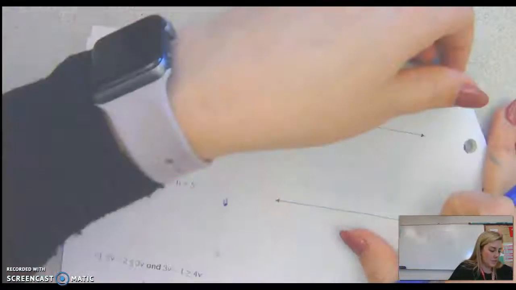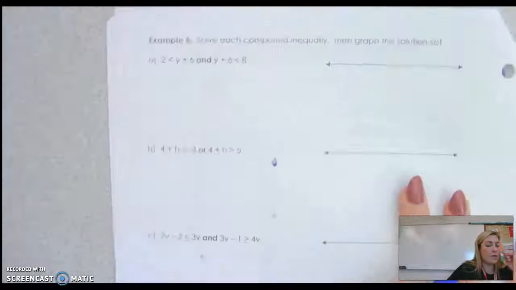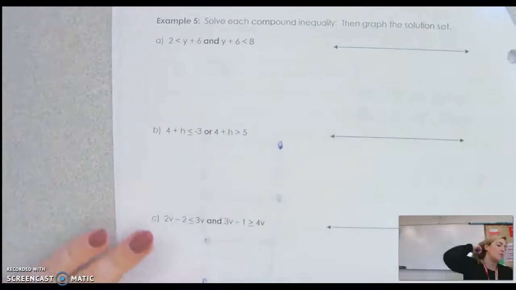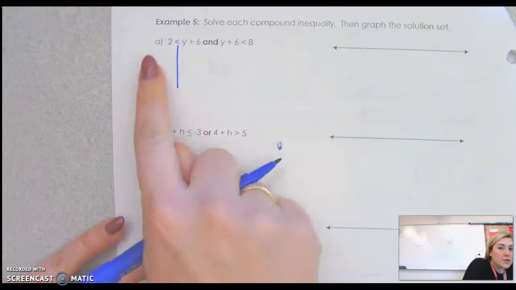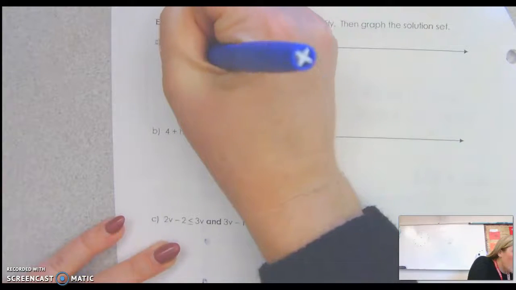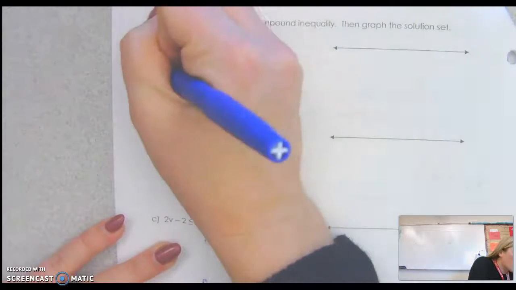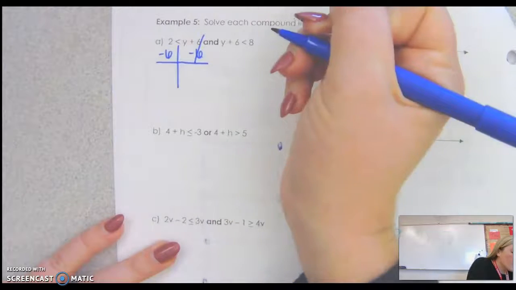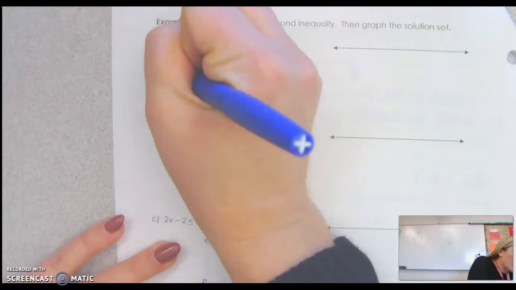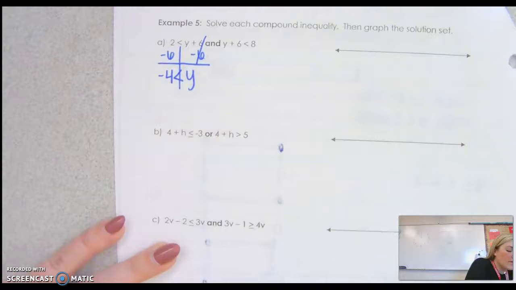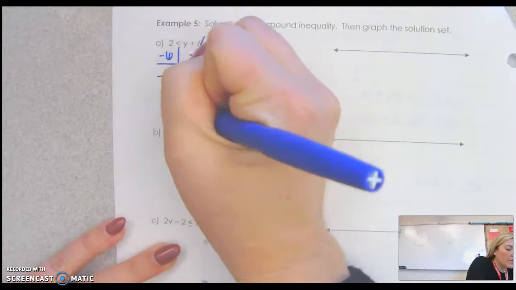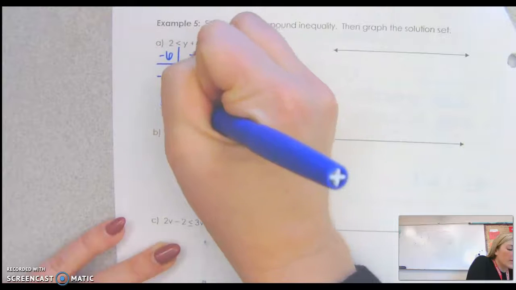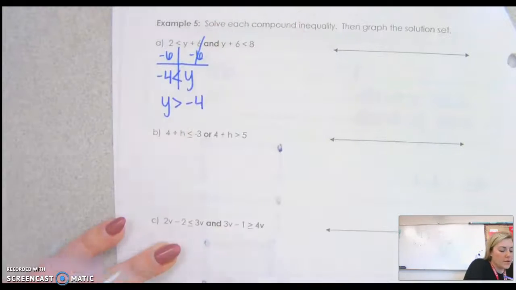Okay, so on the back. For these ones, we just have to do a little bit of work before we can actually graph them. So we need to get y by itself. So for this first set, I'm going to subtract 6 from both sides. I get -4 is less than y. Me personally, I like it when the variable is always on the left. So I'm going to change it to y is greater than -4.